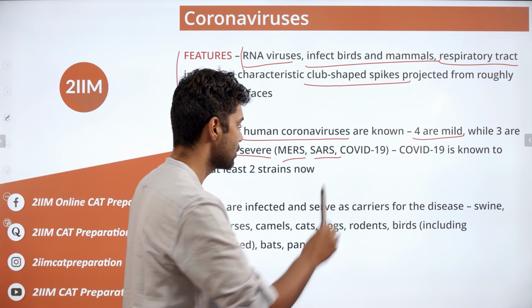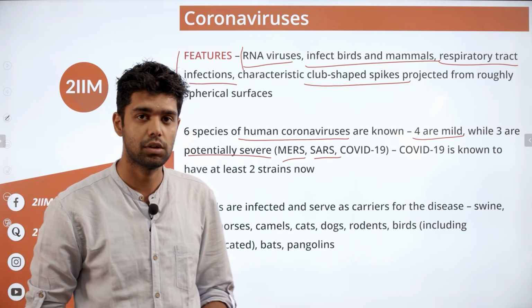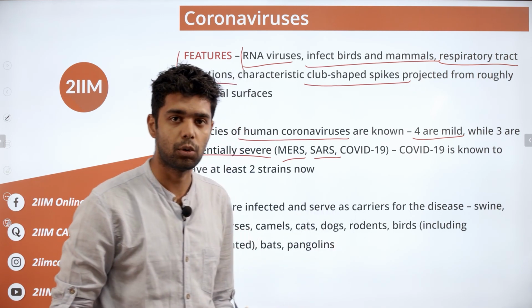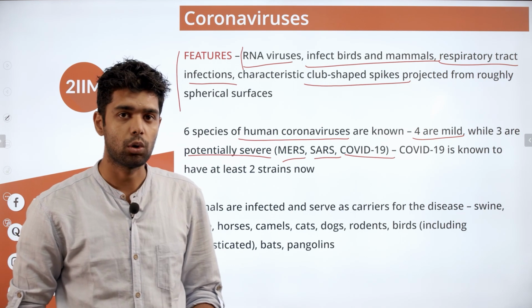The other is SARS, which is severe acute respiratory syndrome. It was a major epidemic in multiple parts of the world. 800 people died in the most recent epidemic. And then you have COVID-19, which is an ongoing pandemic.